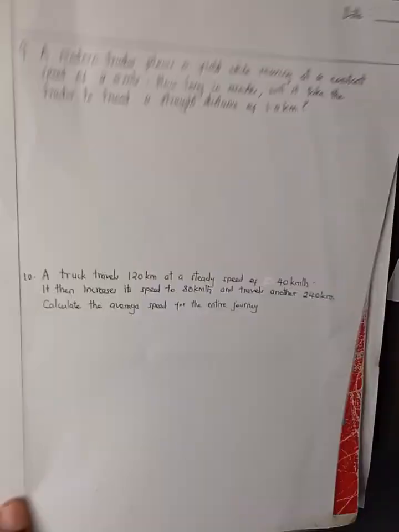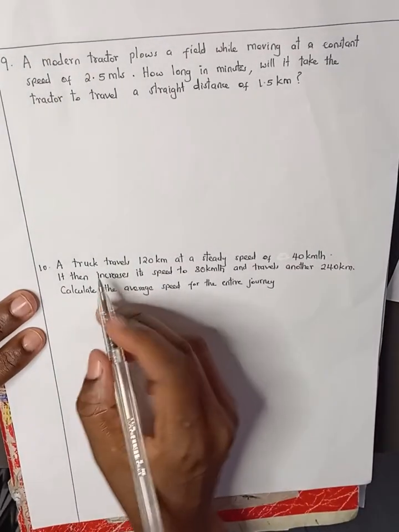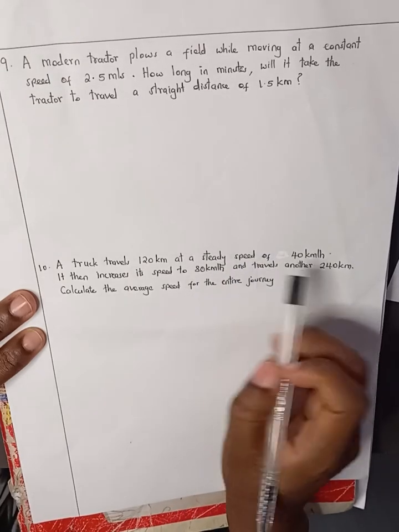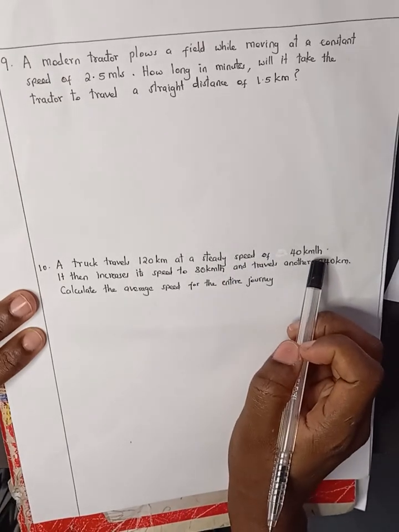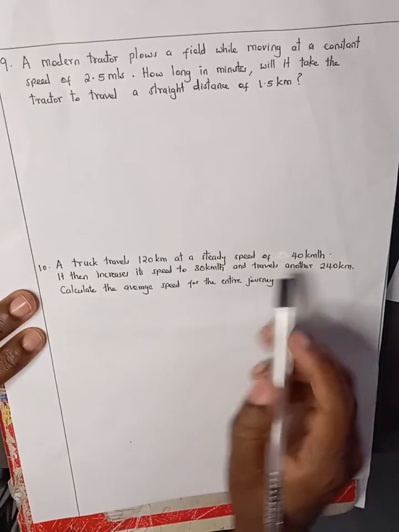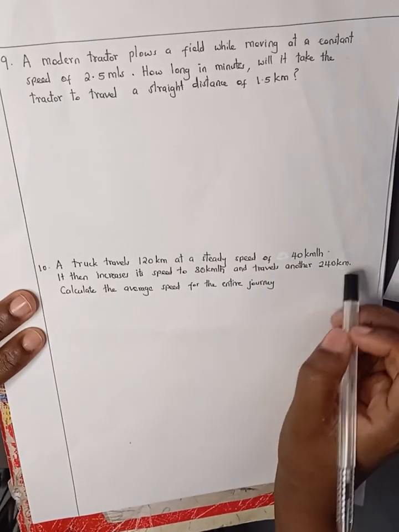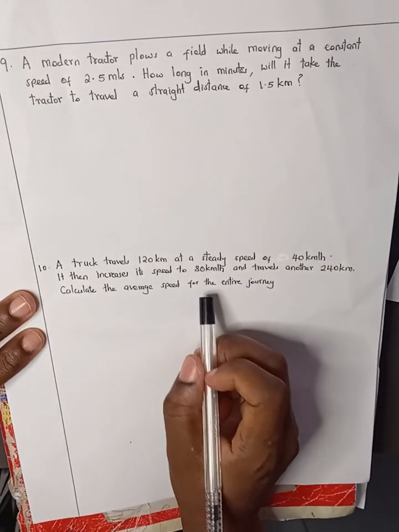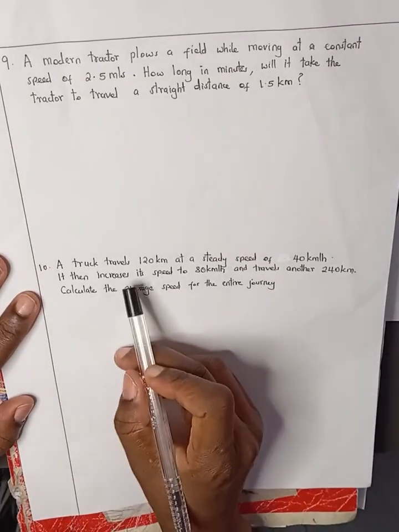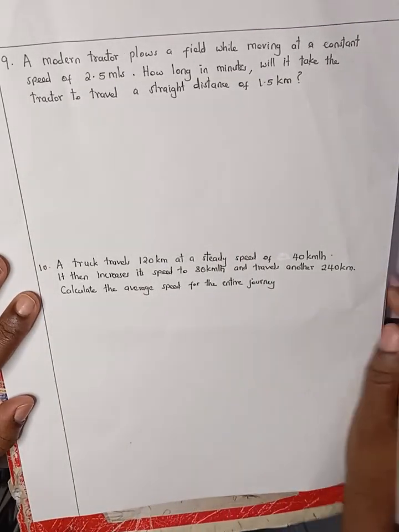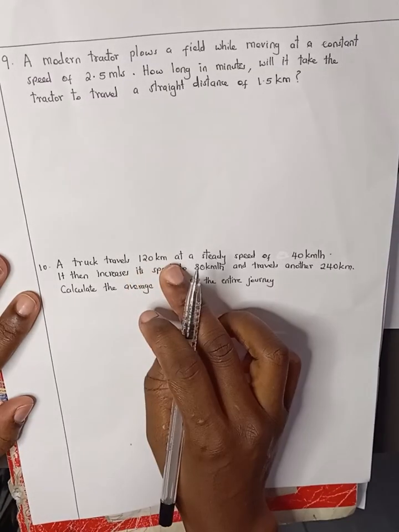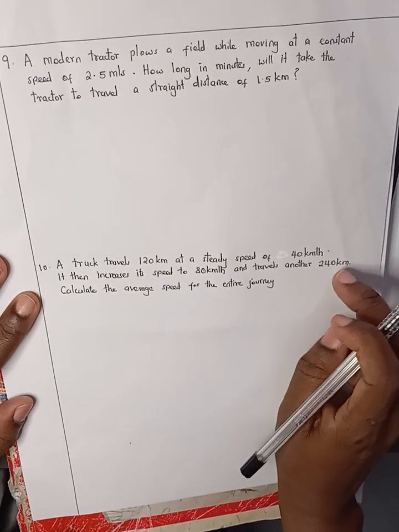We have another question here: a truck travels 120 kilometers at a steady speed of 40 kilometers per hour. It then increases its speed to 80 kilometers per hour and travels for 240 kilometers. Calculate the average speed. This is a little different from the first one. We are given this question in kilometers, and kilometers is the distance, 120 kilometers and 240 kilometers.